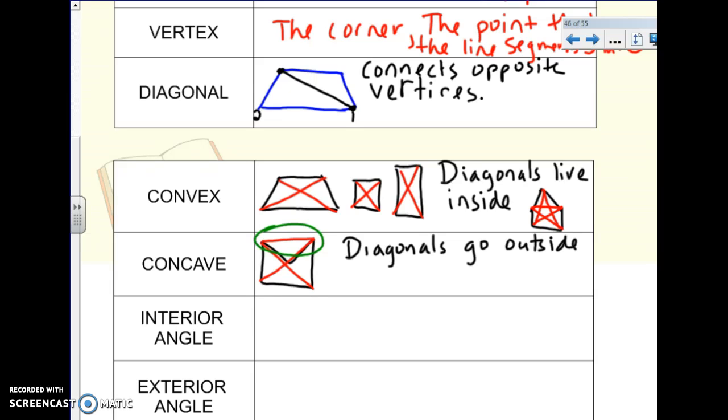Then we have angles, which is not going to be a huge focus right now, but when we get to triangles, we're going to absolutely revisit this vocabulary. So let's talk about interior and exterior angles. We know that interior means inside. So again, if I had the trapezoid, an interior angle would be the angle that's inside, so maybe angle 1, angle 2, angle 3, or angle 4.